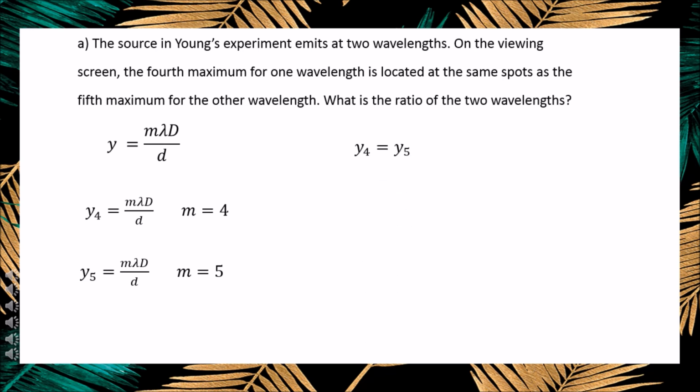So the value of y4 is equal to y5. This is because it is stated that it is located at the same spots. Next, we just need to substitute the value of m into the equation. So we will get 4 lambda D over d equal to 5 lambda D over small letter d. Next, we can just cancel out lambda, the distance between slits and screen, and the separation between double slits because they are the same. Finally, we will get the ratio, which is 4 to 5.